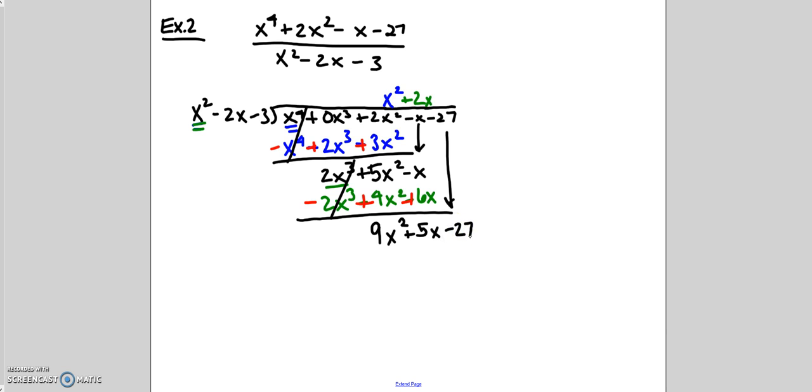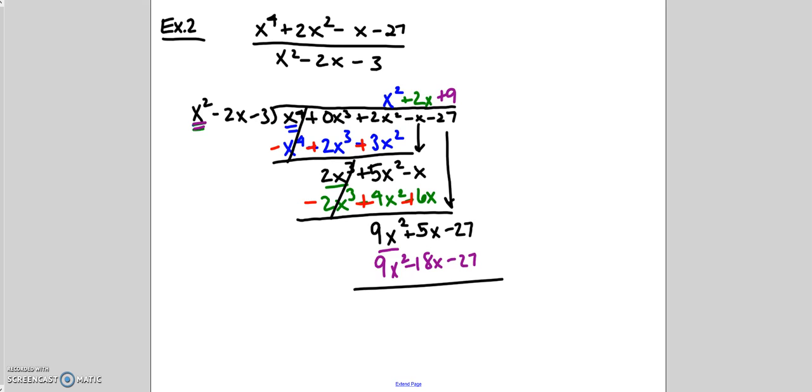All right, so let's go in purple. I'm going to see how many times x squared is going to go into 9x squared. And it looks like I'm going to have to multiply by a 9. So I'm going to get 9x squared, and then 9 times negative 2, we'll have a negative 18x, and then 9 times negative 3, that's negative 27.